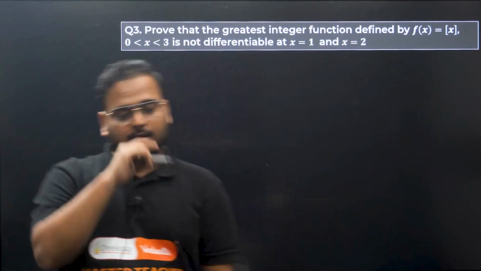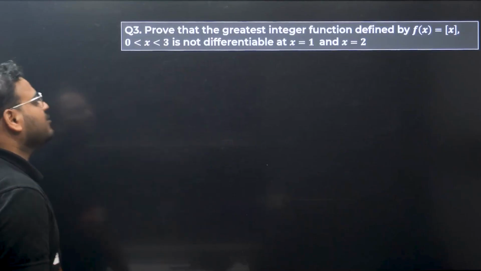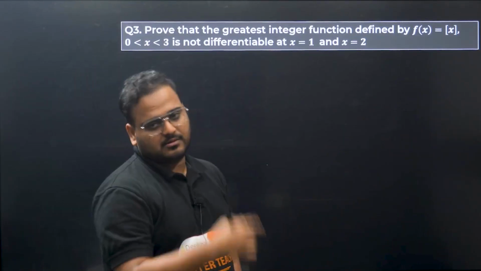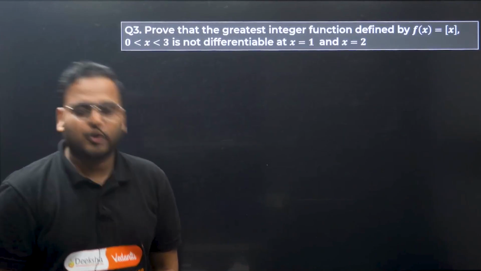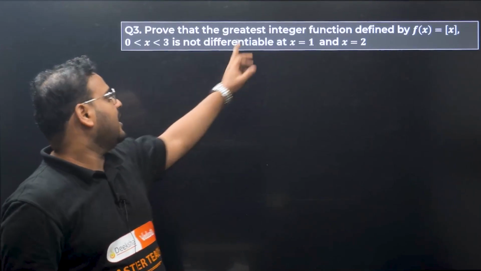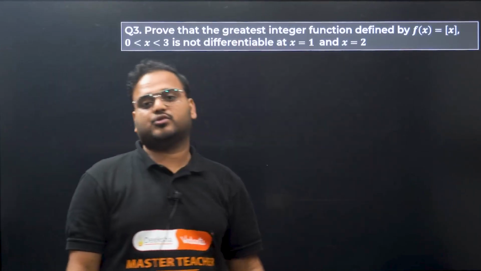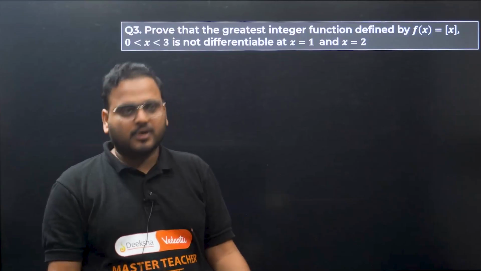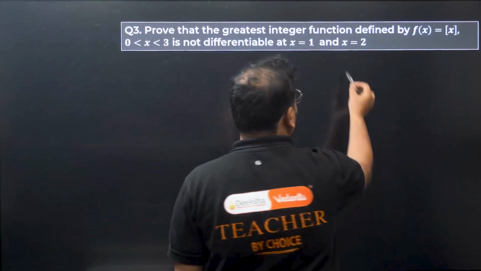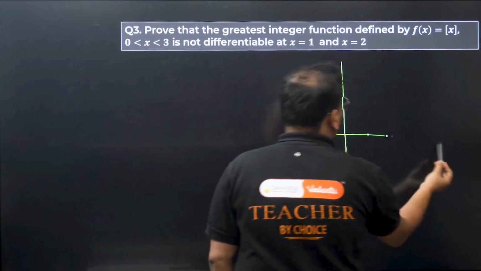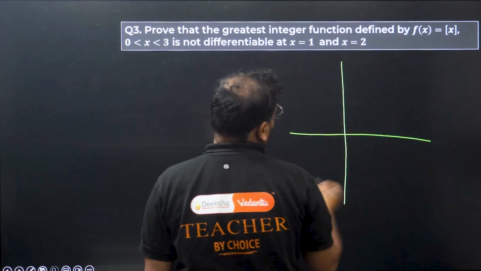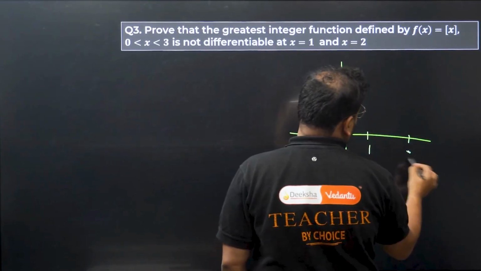Question number 3 now. Prove that the greatest integer function defined by f(x) equals to GIF of x is not differentiable between 0 and 3 at the point x equals to 1 and x equals to 2. Why, sir? If you remember the graphical approach again, at 1 it is 1 over here, 2 over here.